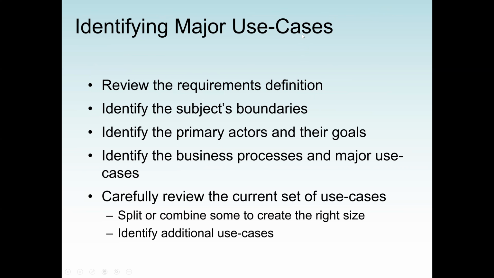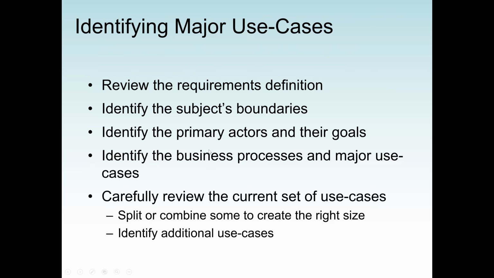So the UML diagrams are like design tools to create models. I can create the class diagram, use case diagram, activity diagram, sequence diagram, etc. So here, to identify major use cases, they give us some basic rules. First, we have to review the requirement definition, which is very important because the requirements is where we have all the functional and non-functional requirements. Also identify the boundary, the subject boundary. If this system is for a library, most likely we can't sell books. A library is not a bookstore.